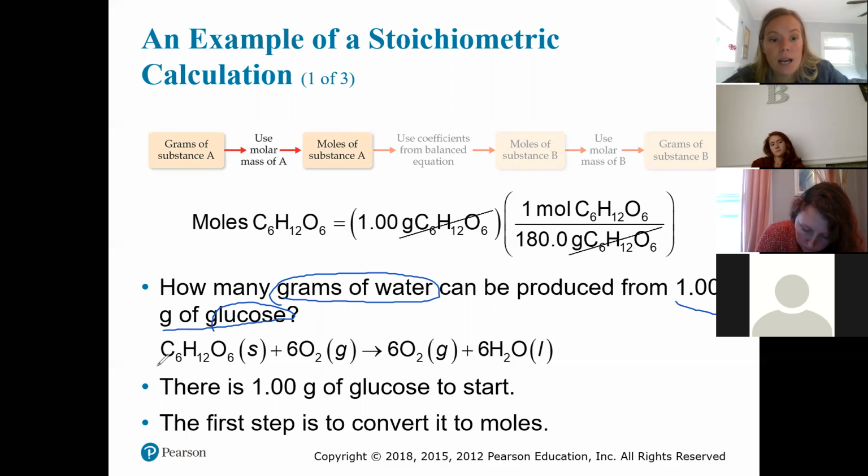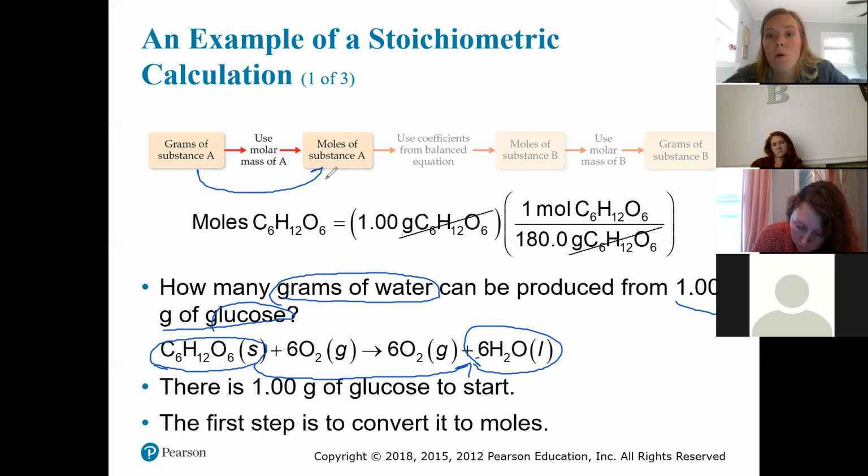So with the balanced equation, I see here's my glucose. So I'm just going to circle my glucose and I want to get over to water. So I want to go from here and hop over to here. I have 1 gram of glucose to start. The first step is to take the grams of glucose, just follow the system, grams into moles. So for every 1 gram of C6H12O6, we use the molar mass of the glucose, which is 180, and we just divide by that, and those will cancel.